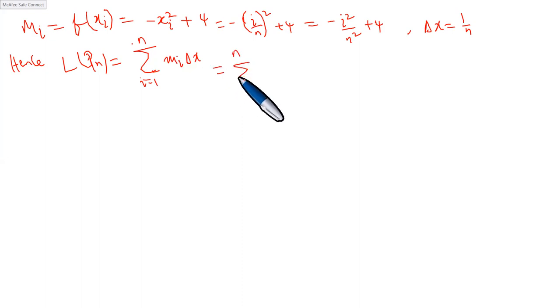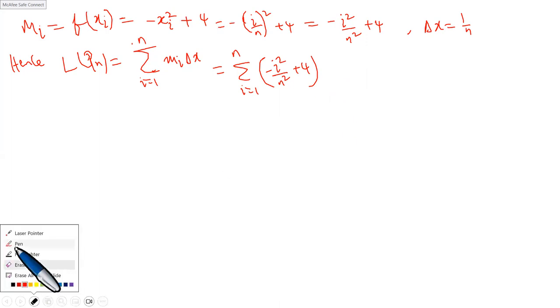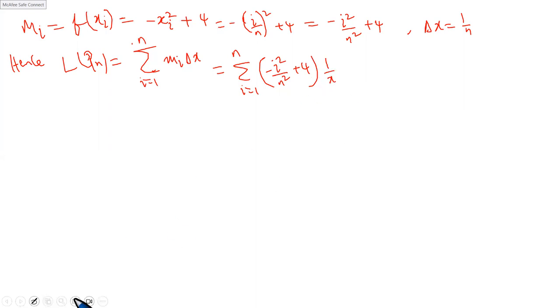As a consequence, then we have this. The small m_i there is minus i squared over n squared plus 4, times delta x. We know the delta x already. What is the delta x? The delta x is 1 over n. So it's 1 over n here.